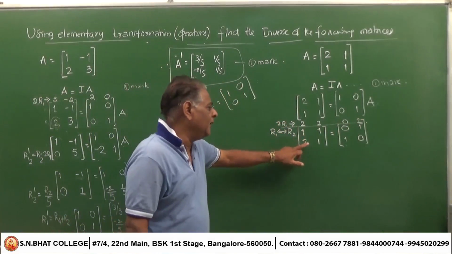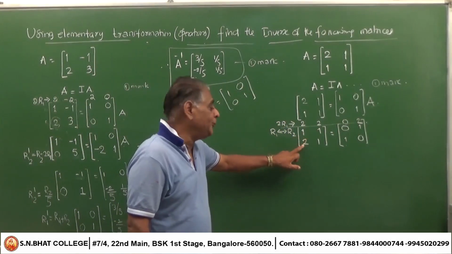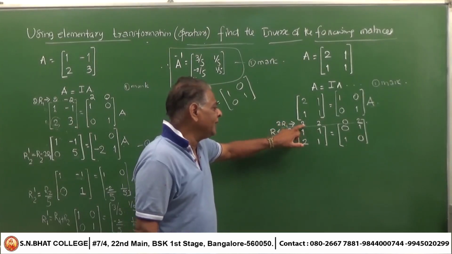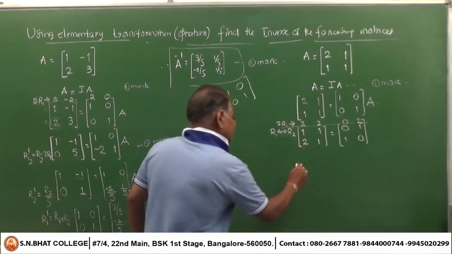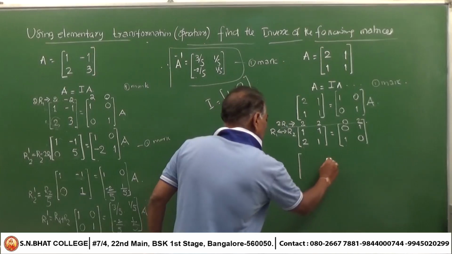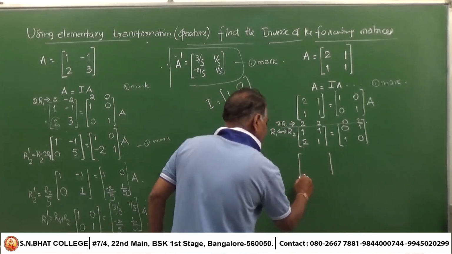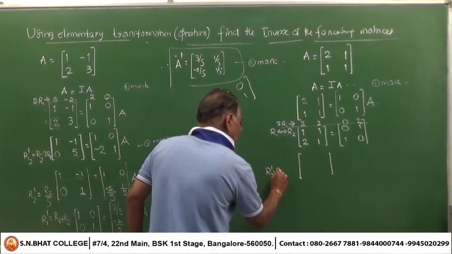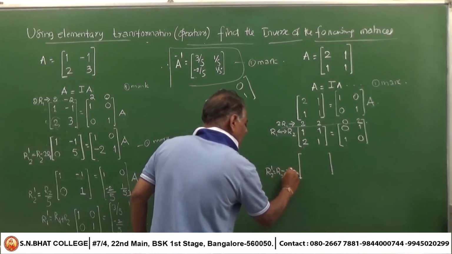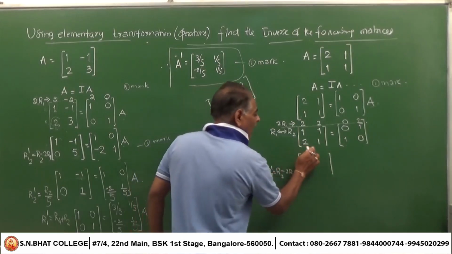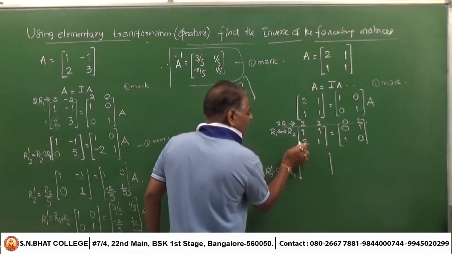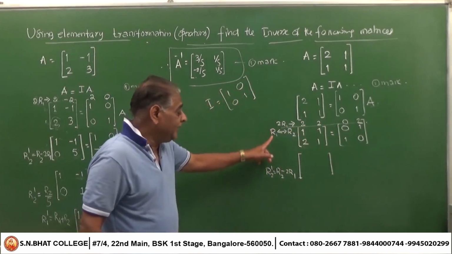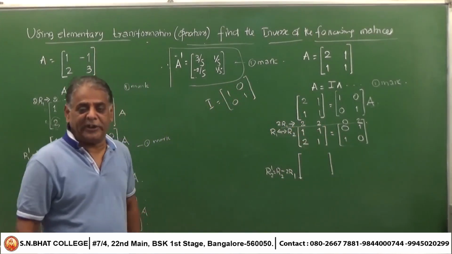I made the first element 1. Next I have to make this element 0. This is R2, this is 2R1. R2 minus 2R1, this becomes 0. Next row operation is R2 dash is R2 minus 2R1. If you subtract this from this, it becomes 0. Please write the row operation on the left hand side.